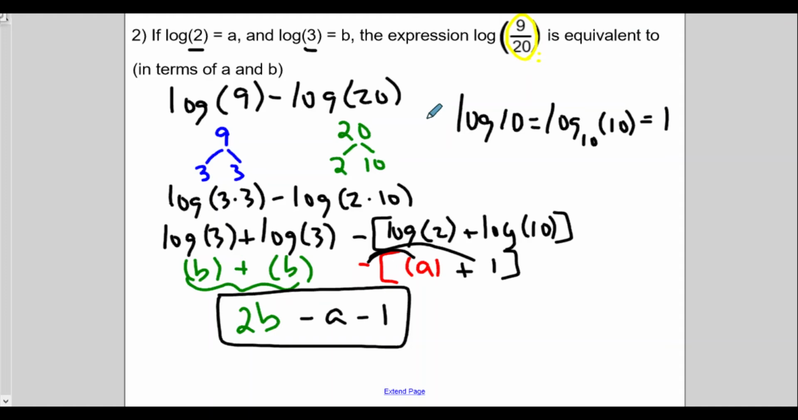Like, for example, what would happen if we left a 4 times 5? Well, if we left a 4 times 5, and we had 2 times 2 times 5, we'd have a log of 5, and you wouldn't be able to write everything in terms of A and B and an integer. So definitely want to take a look for those things here.